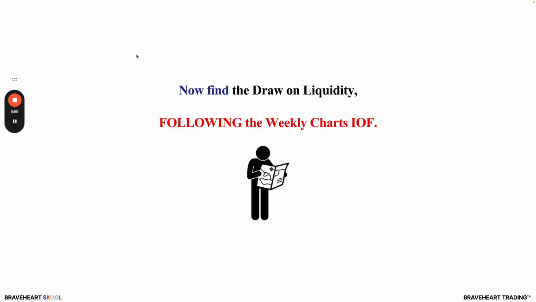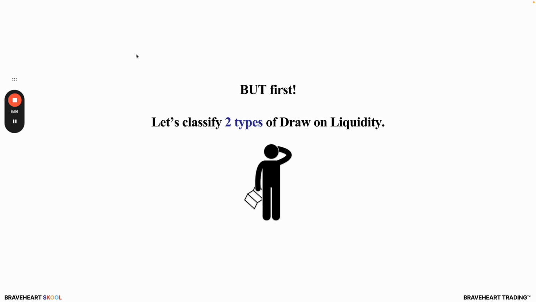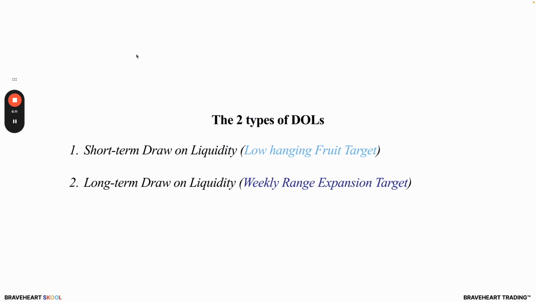So now find the draw on liquidity following the weekly chart's institutional order flow. Just make sure you follow the steps of a data range, identifying what the institutional order flow is, and then following the rules. And then start to classify the two types of draw on liquidity, which is a short-term draw on liquidity, which is a low-hanging fruit target. It's just easy for the week to seek. And then there's a long-term draw on liquidity, which is like a weekly range expansion target.